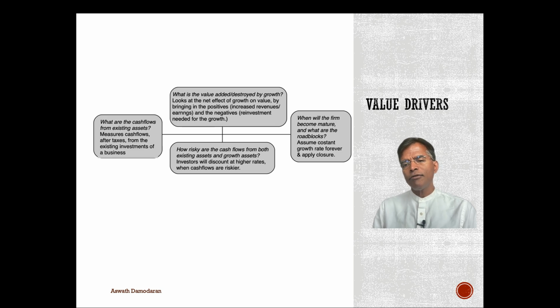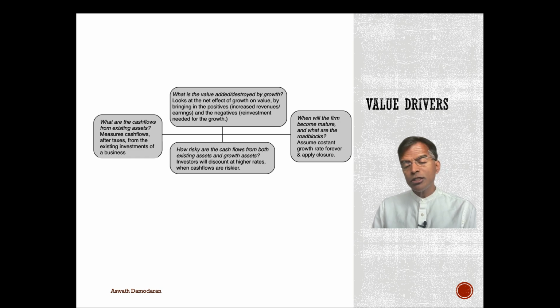Growth by itself is a double-edged sword. The good side of growth is it makes your revenues and earnings larger. The bad side of growth is you've got to reinvest to deliver that growth. Build factories, invest in R&D. You can already see why the net effect of growth can be negative. If what you're reinvesting is more than what you get as upside from higher growth, growth can destroy value. If what you reinvest is less than what you get as upside, growth can increase value.